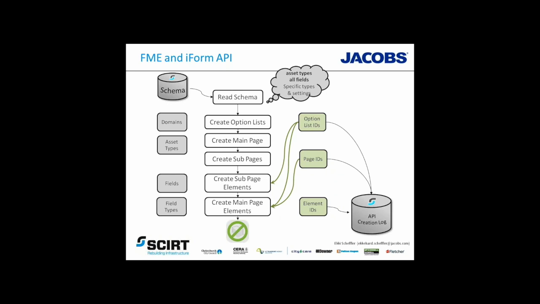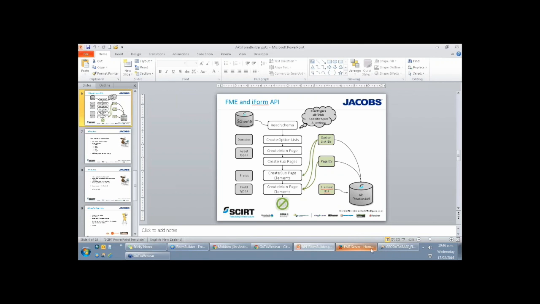And from all that process, I'm actually writing out a log, which makes it then easier for me to later on maintain the form, so I can easily go in and update the form by knowing what's that option list ID, etc. So that's all saved in the background as well. So just to give you a better idea of FME, I will just quickly switch over to FME, so you know what the process actually looks like. And that's really just a very quick overview.